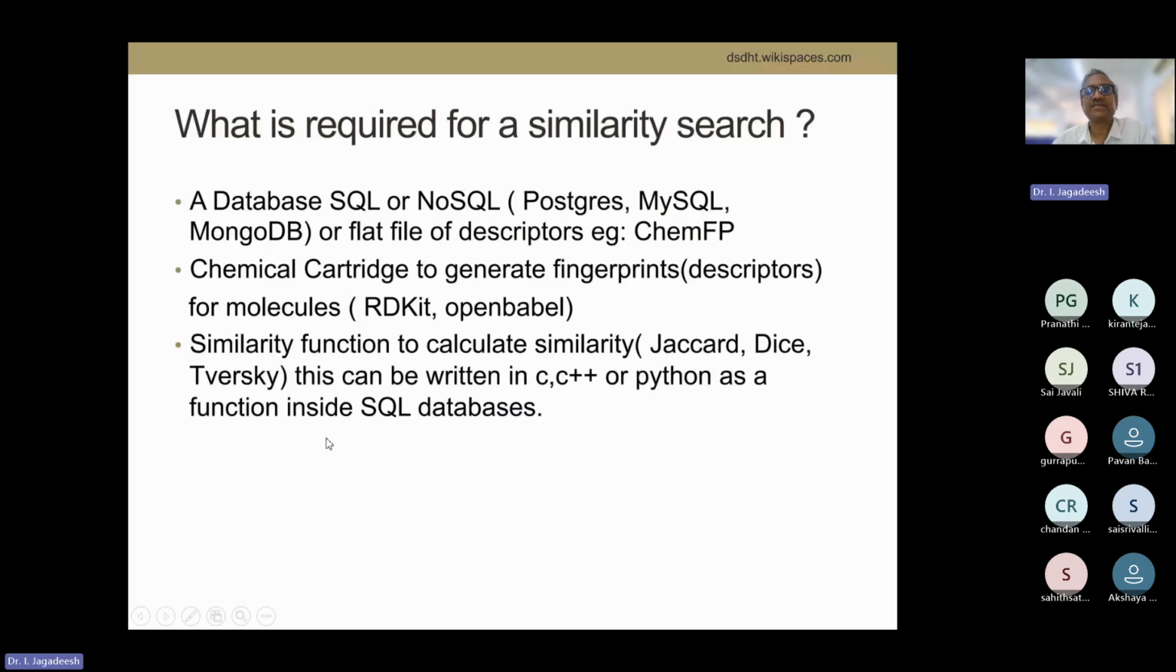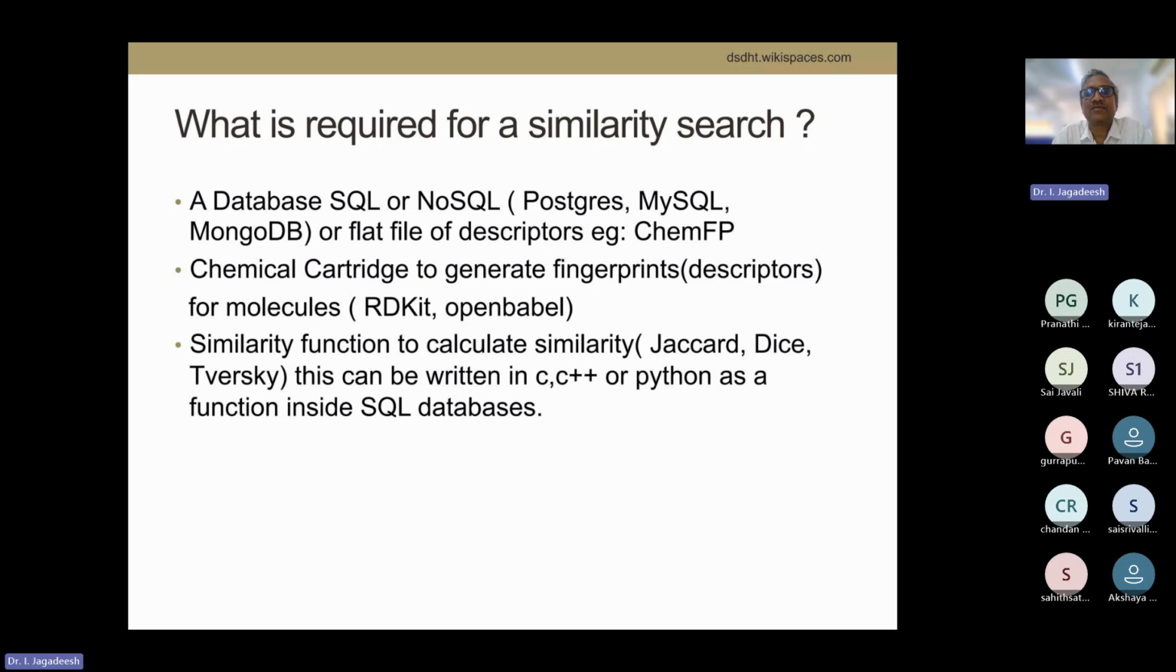So what is required for the similarity search? We have got similarity at two levels. We have already seen yesterday, similarity at the chemical level and similarity at the pharmacophore level. At the chemical level, the chemistry, the size and the shape of the molecule have a similarity. But at the pharmacophore level, the molecules will appear different with respect to chemistry, but their pharmacological action is the same. That is actually what we call pharmacophore similarity.